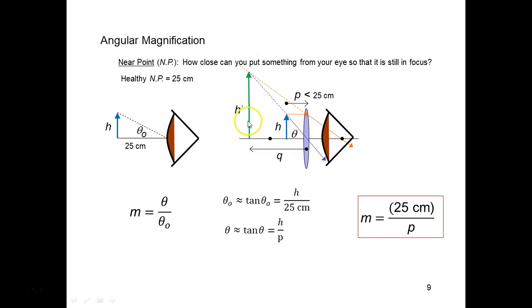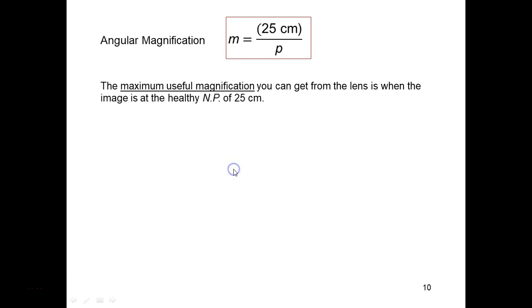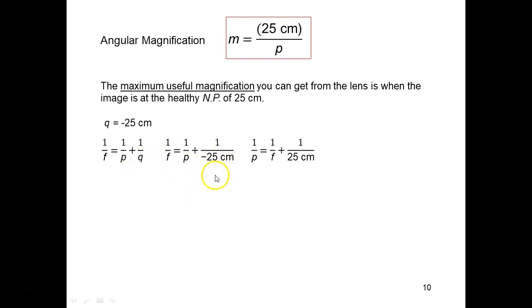Well, if we think about it, another way of asking that is, what's the closest you can get this image to the lens without it looking blurry? Well, assuming your eye is right next to the lens, that's when this q distance is 25 centimeters, the healthy near point. So we want q to be negative 25 centimeters to get the maximum useful magnification. Negative again because q is pointing to the left. So if I take my thin lens equation and stick in negative 25 centimeters for q, I can solve for 1 over p.